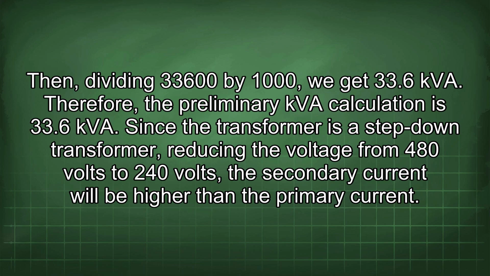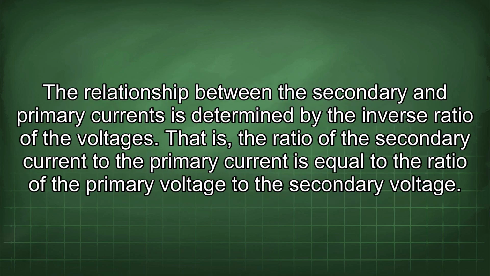Since the transformer is a step-down transformer, reducing the voltage from 480 volts to 240 volts, the secondary current will be higher than the primary current. The relationship between the secondary and primary currents is determined by the inverse ratio of the voltages. That is, the ratio of the secondary current to the primary current is equal to the ratio of the primary voltage to the secondary voltage.